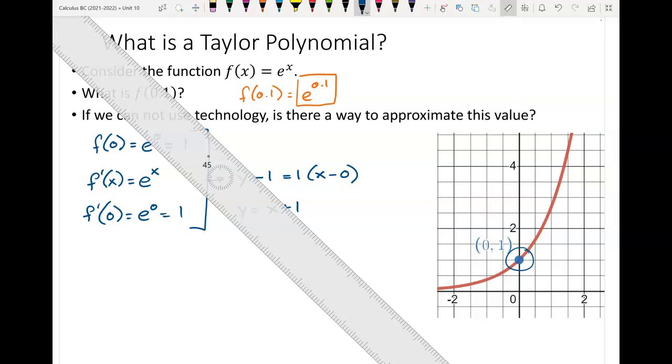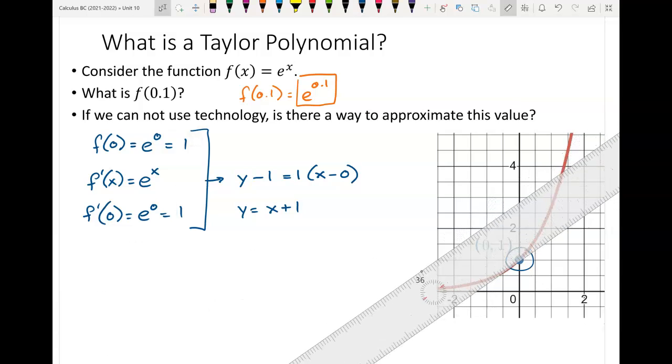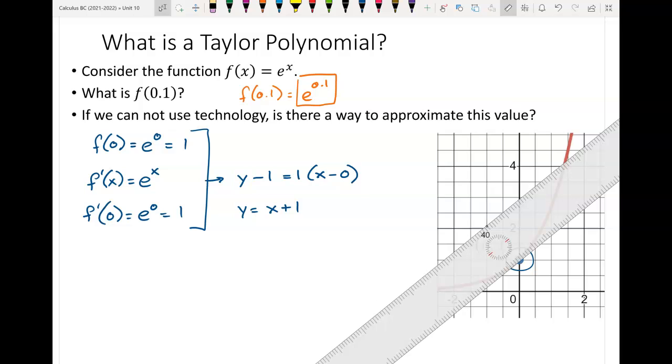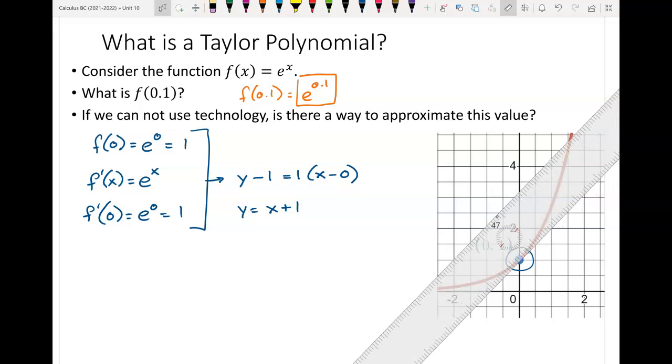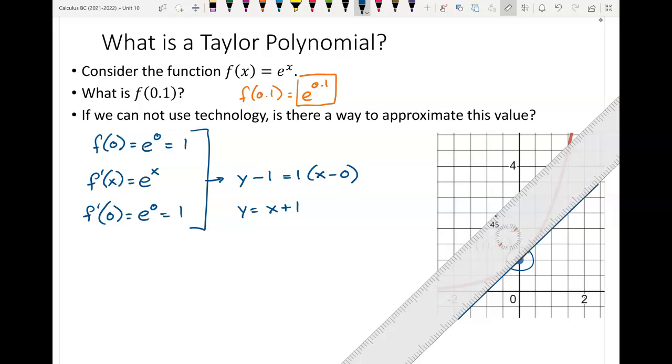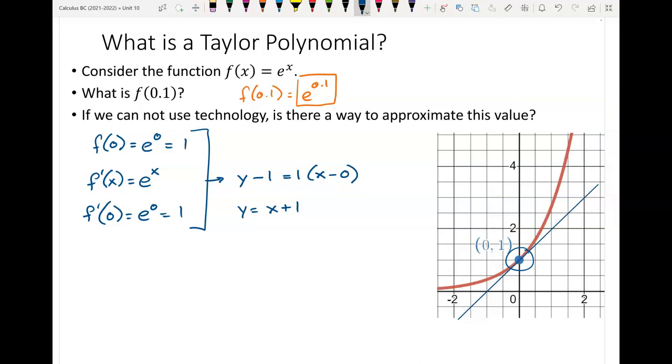So, using that line, y equals x plus 1. Nice tangent line there. Okay? We can use that tangent line to approximate f of 0.1. So, using that, I can say, okay, then f of 0.1 is approximately, well, 0.1 plus 1, right? And so that would be equal to 1.1.